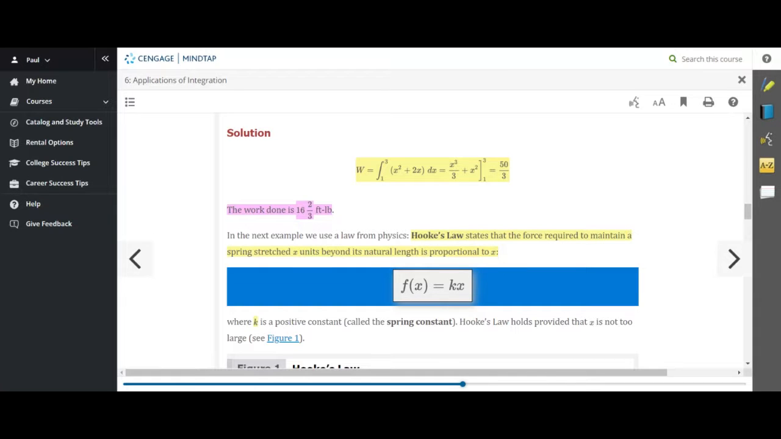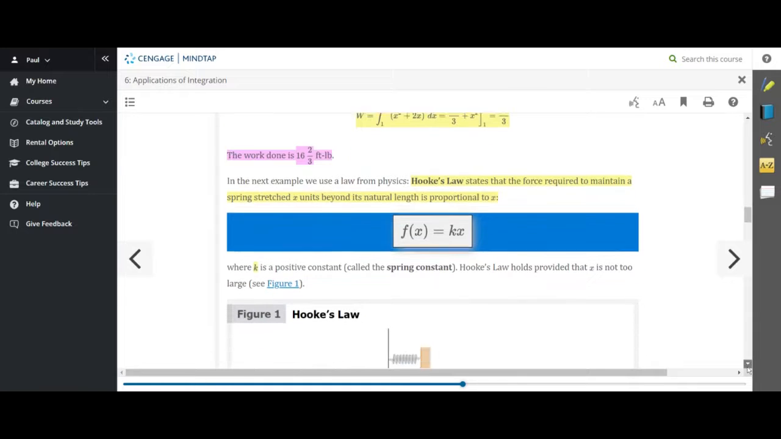The force is proportional to the distance x that the spring or rubber band is stretched. So force is equal to k times x. And k is a positive constant called the spring constant. The spring constant depends on the type of spring you're using. And it says Hooke's law holds provided that x is not too large.